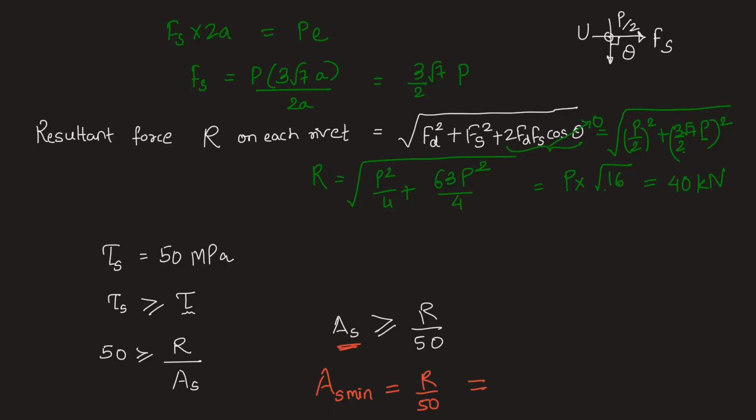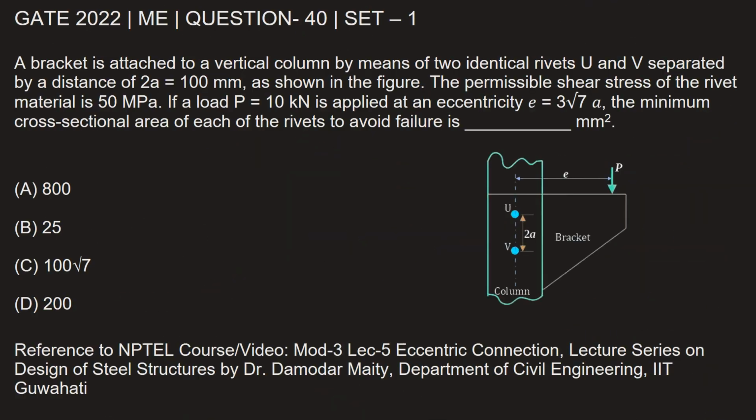So this will be equal to R, which is 40 kilonewton. Let's convert it to Newton: 40 into 10 to the power 3 Newton divided by 50. We did this because 50 is given in terms of megapascal, which is equivalent to Newton per millimeter square. So in order to find the area in millimeter square, we have converted the force to Newton. This we get as 800, and it will be in the unit millimeter square. We found the minimum shear area, which is 800 millimeter square for the rivet. Let's go back and mark this option. So our answer is option A.